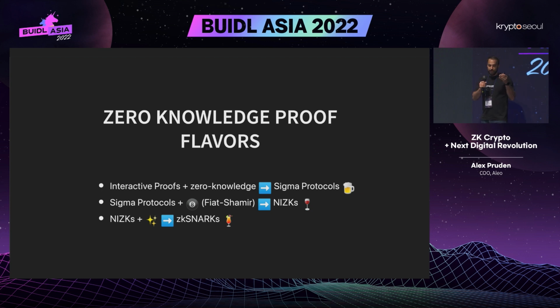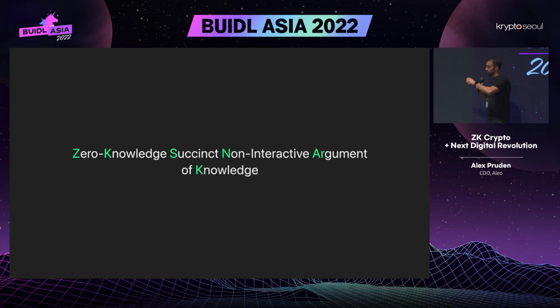And so if you mix this Fiat-Shamir heuristic and this randomness with Sigma protocols, you get NIZKs, which stands for non-interactive zero knowledge proofs. And if you mix a non-interactive zero knowledge proof with, I'm just going to say magic. It's not magic, but it's not the purpose of this talk to go into what goes into making a NIZK a ZK-SNARK. So I'm just going to hand wave that, but just understand that a NIZK plus some special stuff is what a ZK-SNARK is. And a ZK-SNARK stands for zero knowledge, succinct, non-interactive argument of knowledge.